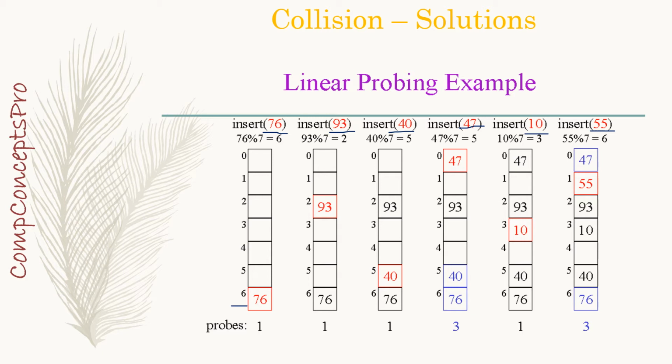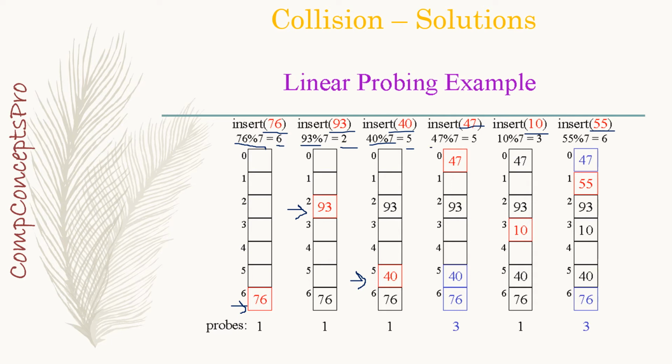So 76 mod 7 gives 6, so 76 will be stored at the index position 6. After that, the next key is 93. 93 mod 7 gives 2. So 93 will be stored at the index position 2. Then the next key is 40. 40 mod 7 gives 5. So 40 will be stored at the index position 5. So till now there is no conflict and the keys can be stored at their respective index positions, which we are getting from the division method hash function.